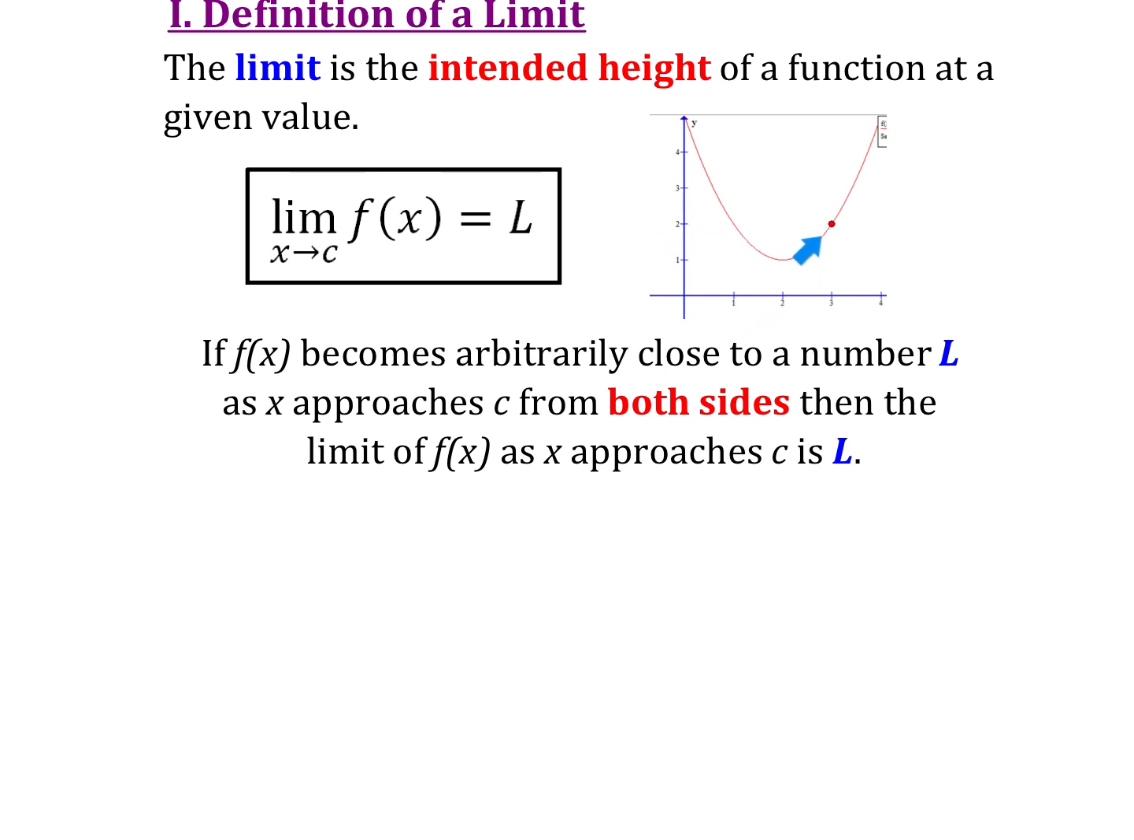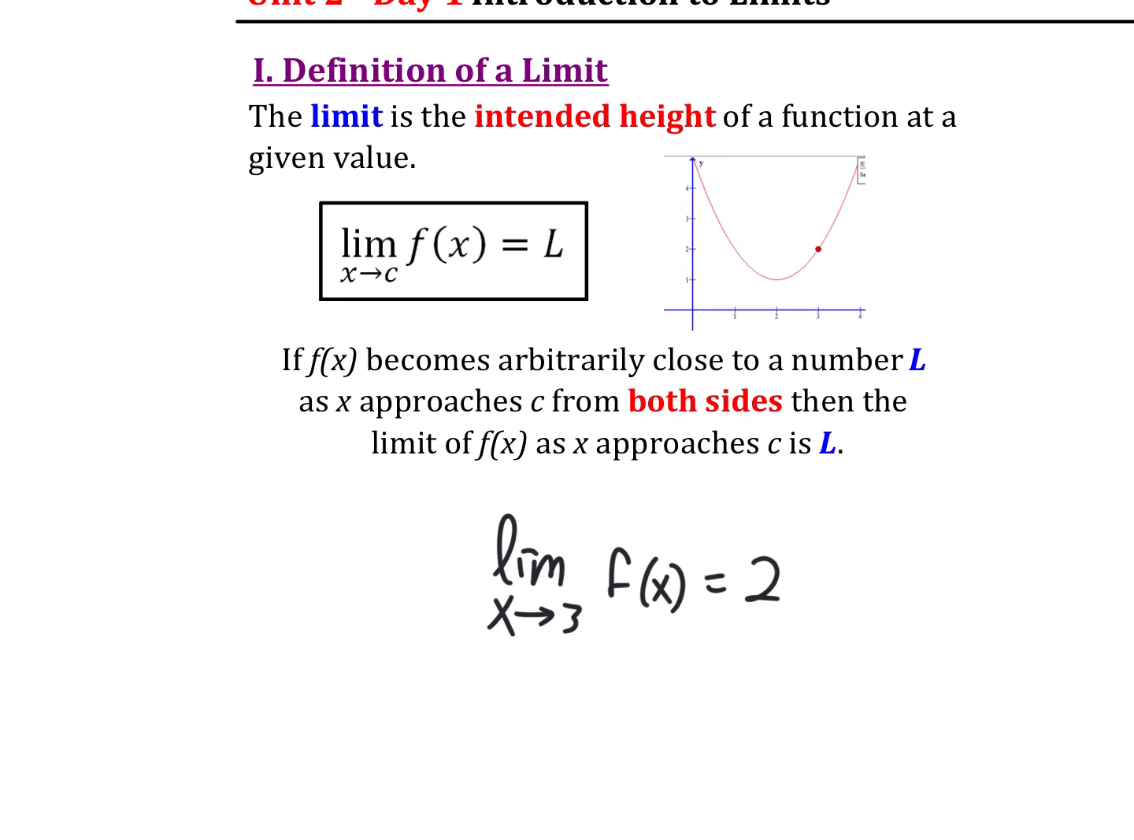So here I can make the statement that the limit as x approaches 3 of this function f of x is equal to, well, it looks like the closer I get to 3, the y value gets closer and closer to 2. So the limit as x approaches 3 is 2.